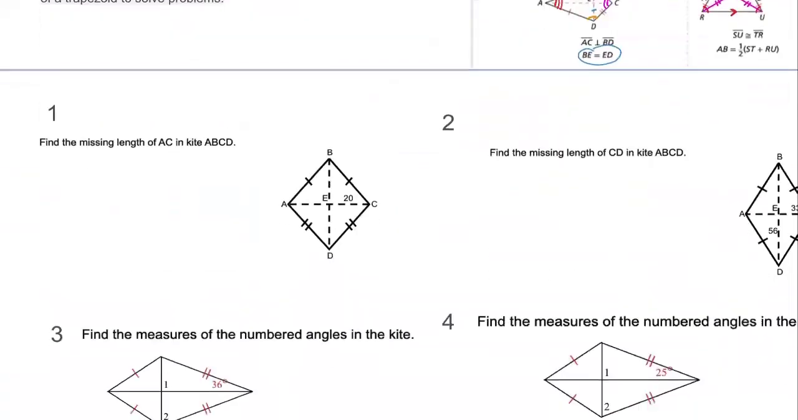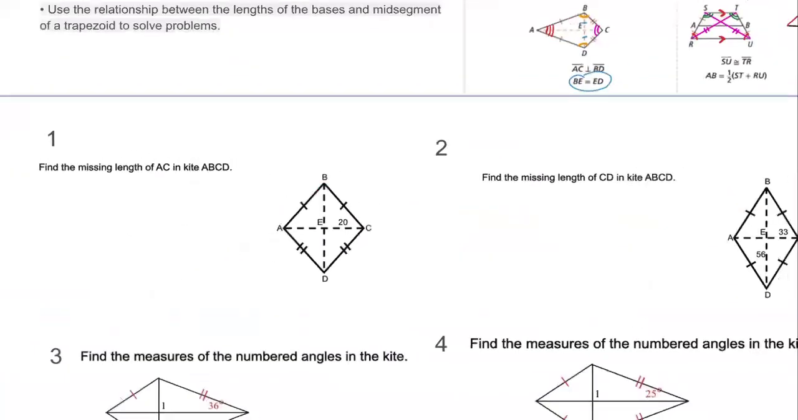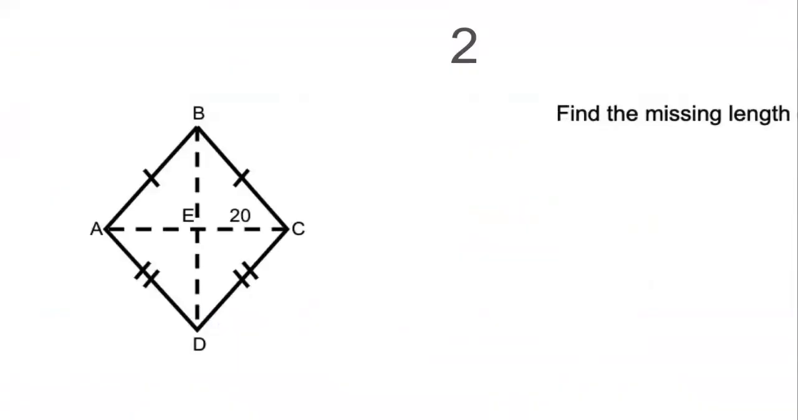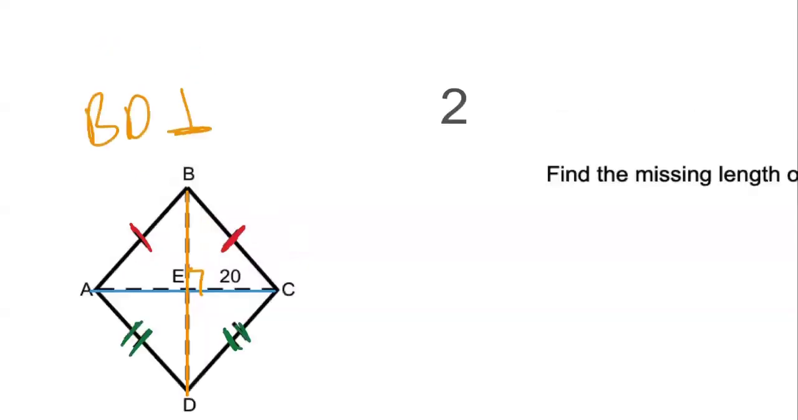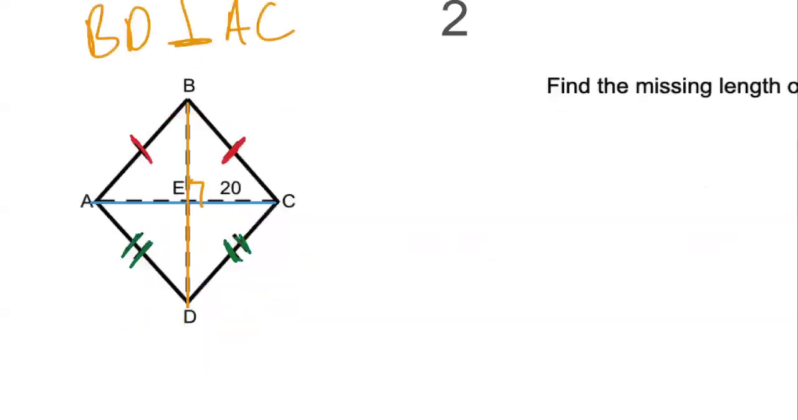Okay. So for number one, find the missing length of AC in kite ABCD. So we want AC, this length right here. Adjacent sides are congruent. That's congruent to this, and this is congruent to this. So that means it gets cut perfectly in half in this direction. So this is the perpendicular bisector. So BD is a perpendicular bisector to AC.